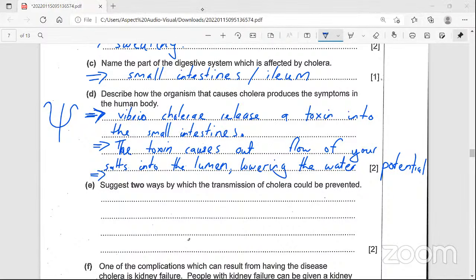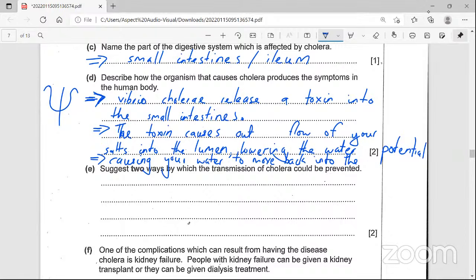Right. The toxin causes epithelial cells of the small intestine to secrete chloride ions, which diffuse into the lumen of the small intestine, lowering the water potential, causing your water to move back into the small intestine. Is that another point? No, it's just one point. Guys, should I show you? This is how I show my steps, to show you what you need to include. Are we together?